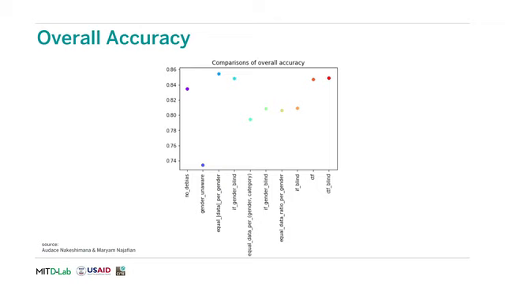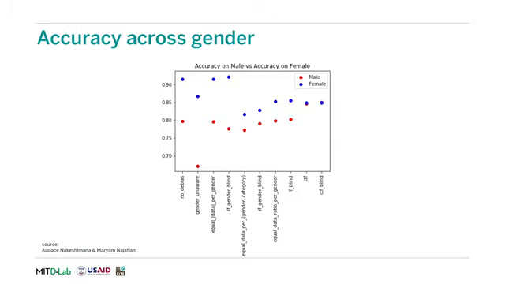By looking at accuracy across gender, you can see that the counterfactual augmentation technique still has the smallest gap between male and female, but you can see that some techniques like gender unawareness still have a significantly higher gap between the accuracy in male versus female demographics.